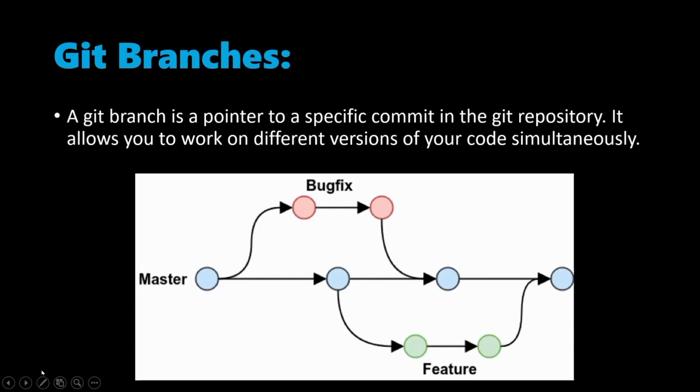Let me explain. Here is the master, or you can say the main branch. The master branch and the main branch are the same thing, the same naming convention. Now, say you have created or initialized a code, and this is your first commit. You have just initialized your code and built some sort of software right there.